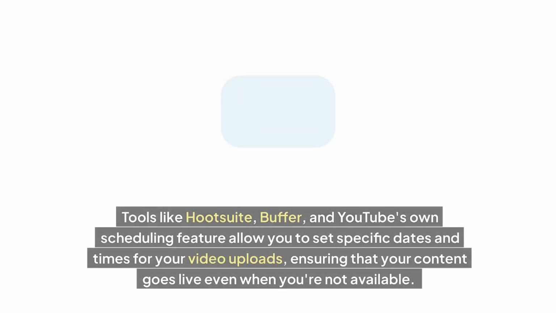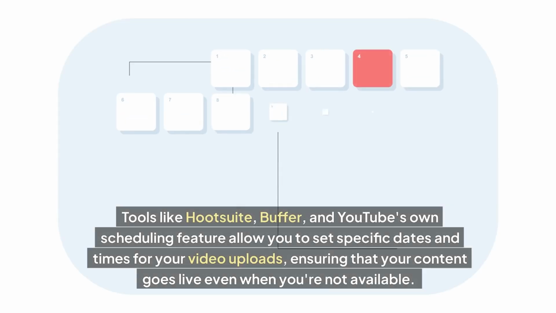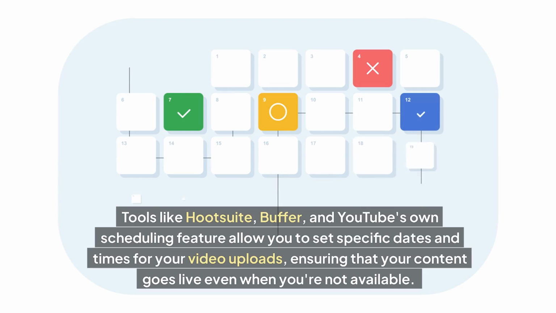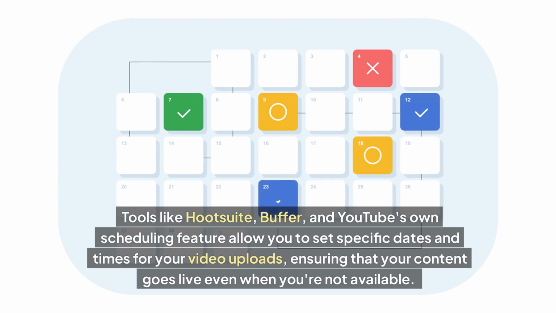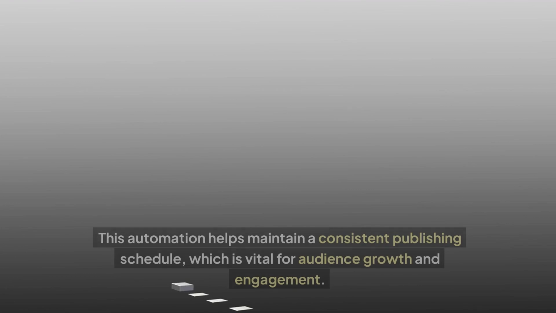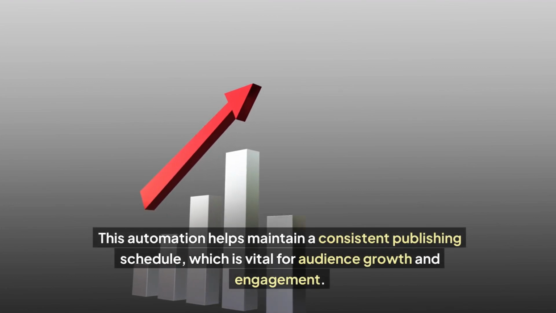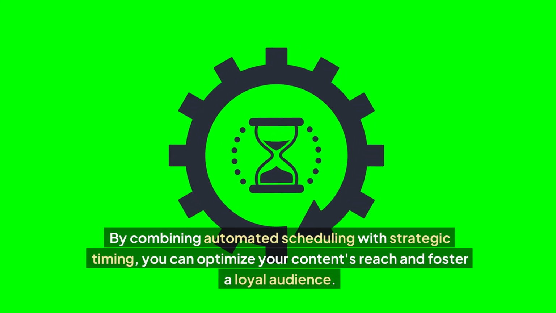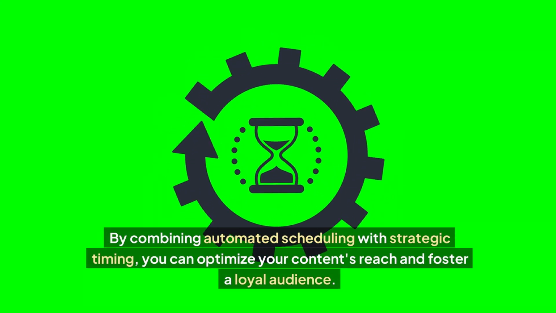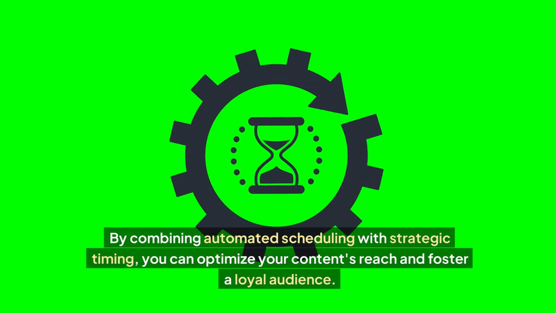Tools like Hootsuite, Buffer, and YouTube's own scheduling feature allow you to set specific dates and times for your video uploads, ensuring that your content goes live even when you're not available. This automation helps maintain a consistent publishing schedule, which is vital for audience growth and engagement. By combining automated scheduling with strategic timing, you can optimize your content's reach and foster a loyal audience.